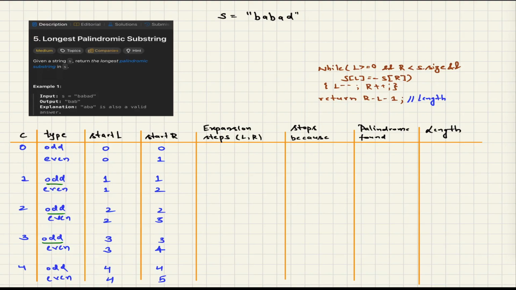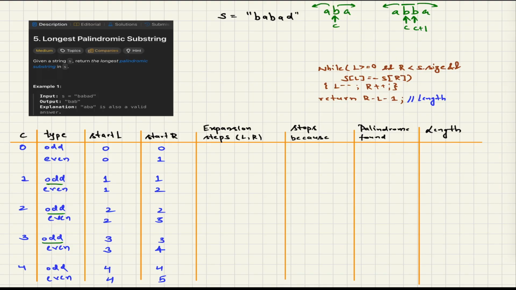So I'll try to explain whatever I have written on this screen. What I can think of is that ABA and ABBA both are palindromes, right? So basically the center for an odd length palindrome would be C, and the center for an even length palindrome would be C and C plus 1. Basically when I say center, I mean these are the indexes from where we can expand and try to find if the string is a palindrome or not, right?